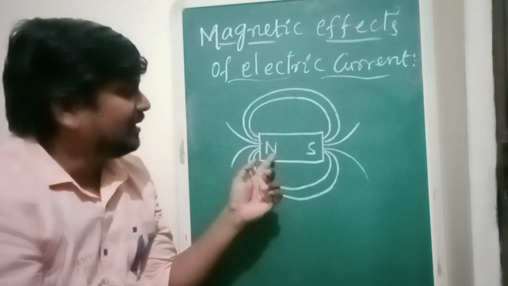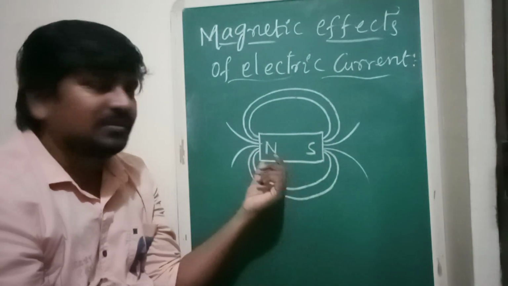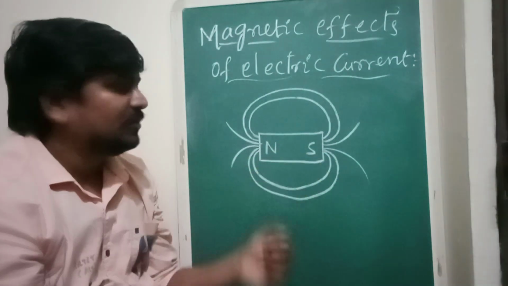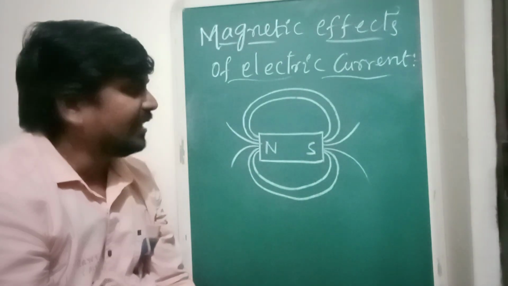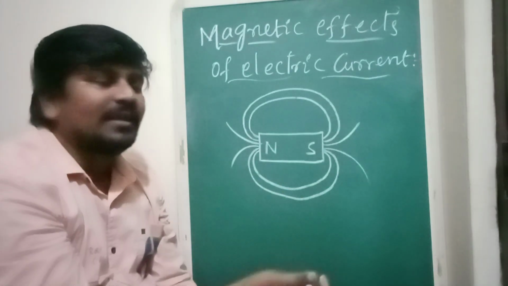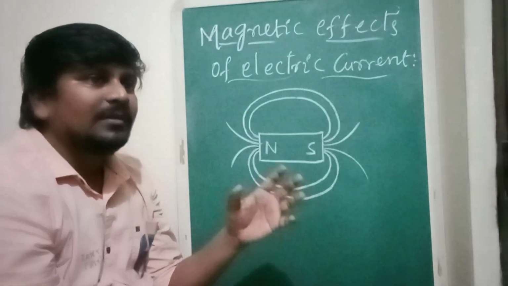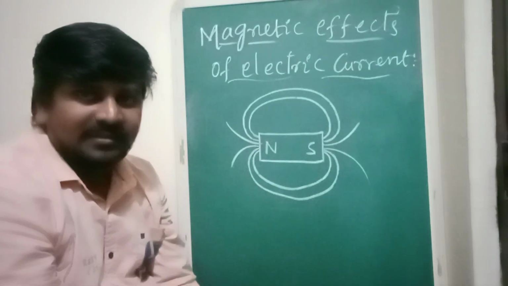So here I'm considering the poles. These are the poles of the magnet: north pole and south pole, right? That's the reason at the poles the attraction will be more than in the middle. So, the field around the magnet.